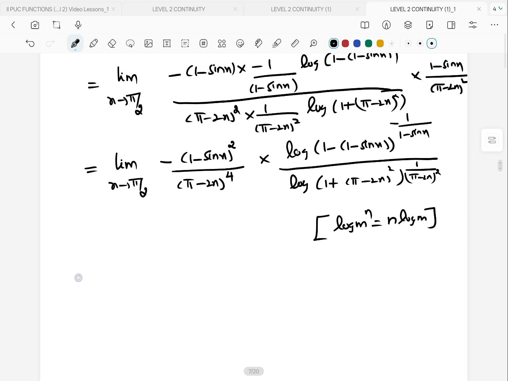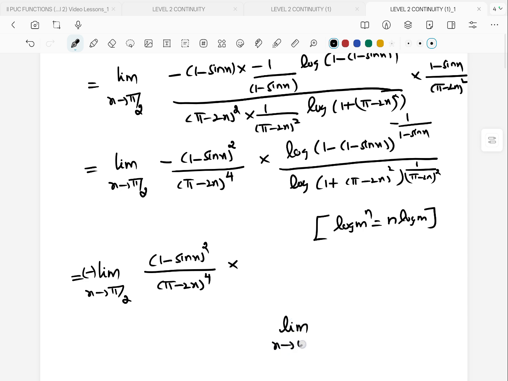Next, this is limit x tending to pi by 2. If you want, you can keep the minus sign out. (1 minus sin x) the whole squared by (pi minus 2x) whole power 4. There is a standard limit on logarithms: limit as x tending to 0 of log of (1 plus x) whole power 1 by x is 1. So this numerator is of the form log of (1 plus x) whole power 1 by x. Denominator also log of (1 plus x) whole power 1 by x.